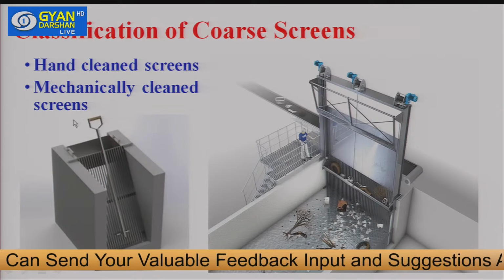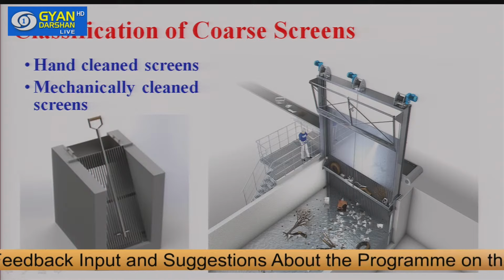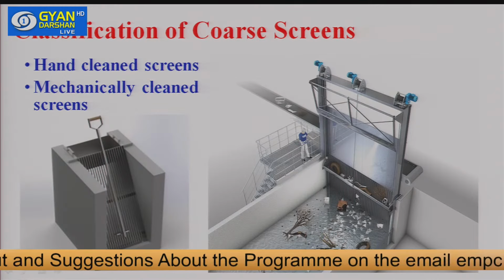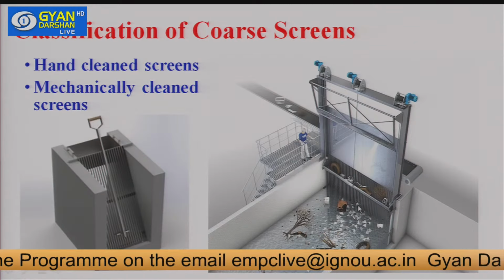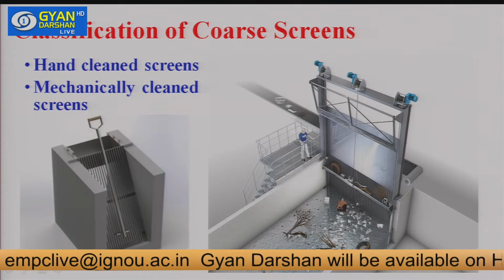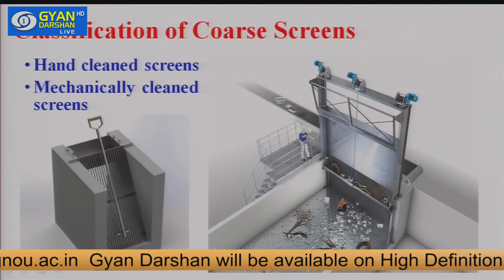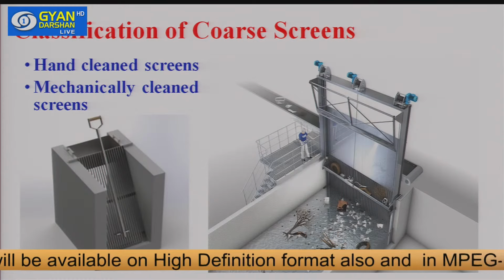Second is the mechanically cleaned screen, that you see on the right. Here the motors are there for movement of this brush, which cleans any object which is stuck in these screens. So these are the two types of screens, depending upon how we are cleaning the screens.